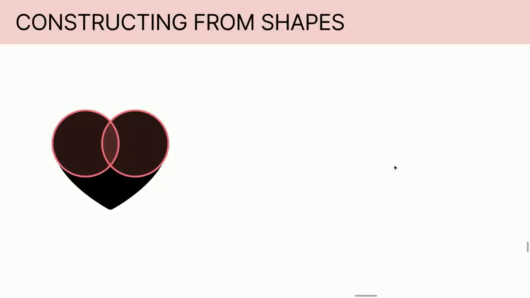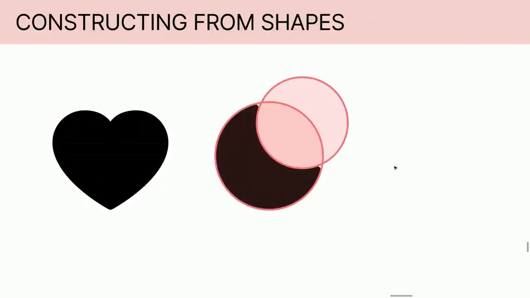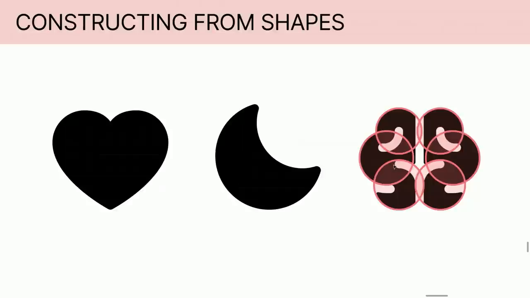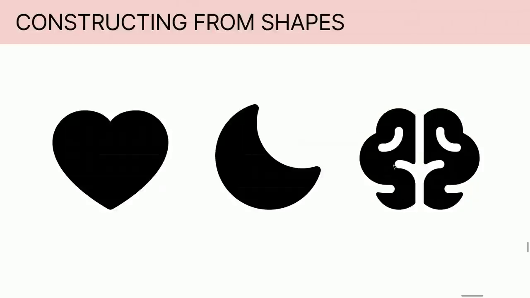So we built up a heart from circles. And you can also think of shapes subtractively. So if you subtract one circle from another, that's a moon. If you build up a bunch of circles, that can create more complex icons as well, like a brain.